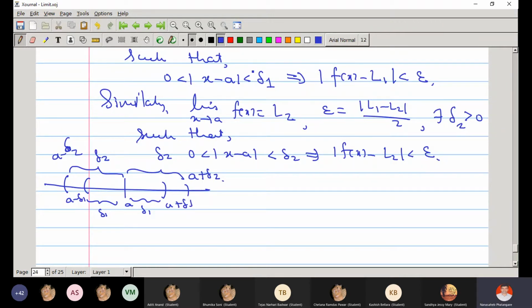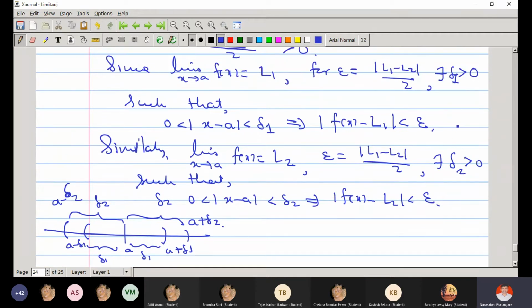Now, what does the first statement say? Let us call this 1, this 2. So what does the first statement say? If x is in this range, a minus delta 1 to a plus delta 1, what happens?